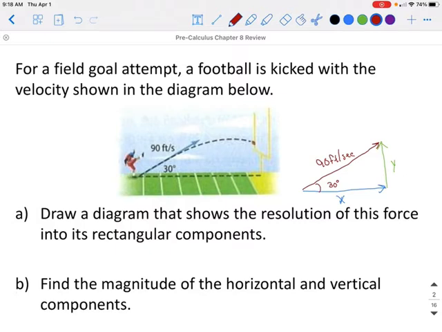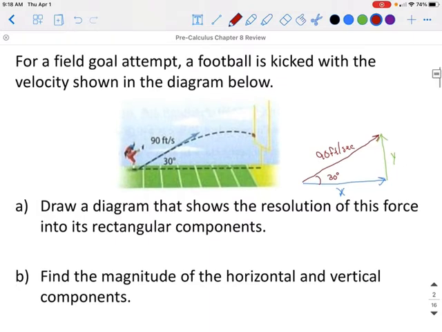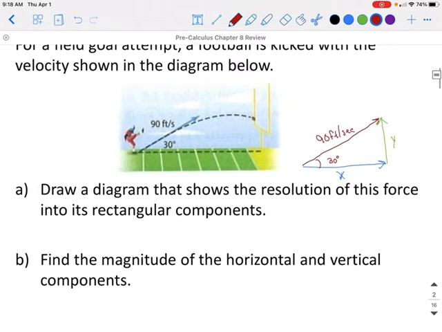Now, if we actually find the magnitude, you find the component form using the magnitude and the direction. To find the x component, you are going to do the magnitude of your vector times the cosine of the angle. And to find the y, you're going to do the magnitude of the vector times the sine of the angle.